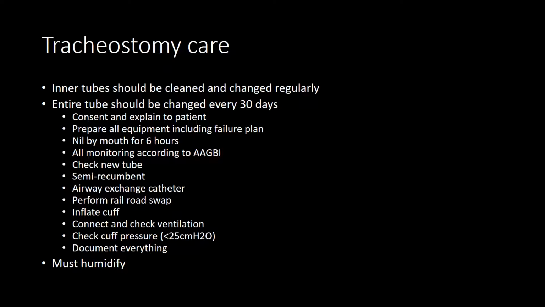The inner tube should be changed regularly and cleaned regularly, and the entire tube should be changed every 30 days. Just quickly, you should consent and explain the procedure to the patient, prepare all your equipment and make a plan for failure. Patients should be nil by mouth for 6 hours. You need to establish monitoring, check the equipment, put them in position, I do an exchange catheter technique, do a railroad swap, inflate the cuff, connect the ventilator and check and confirm that you're ventilating. Check the cuff pressure is less than 25 centimeters of water, and document everything.